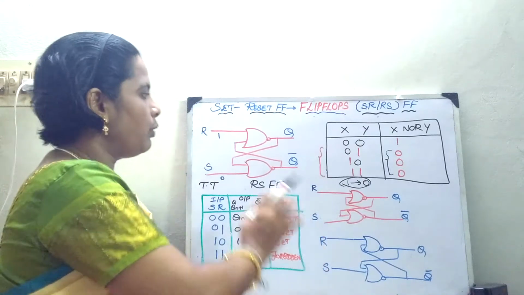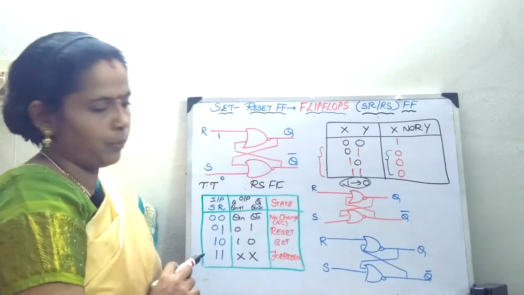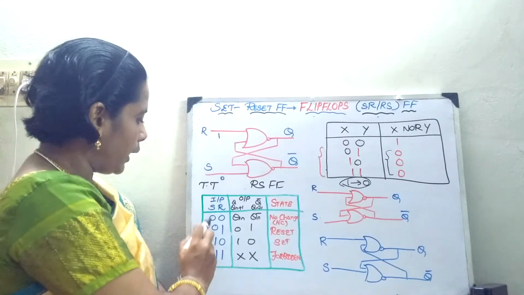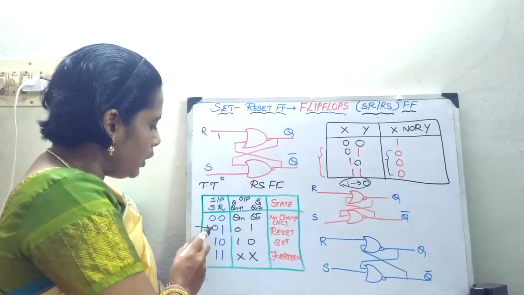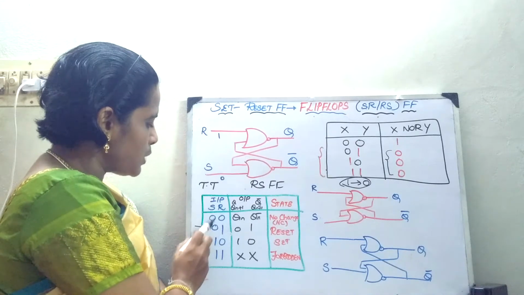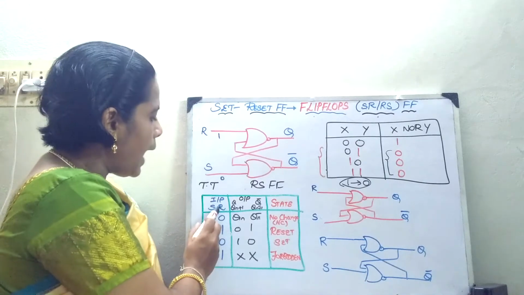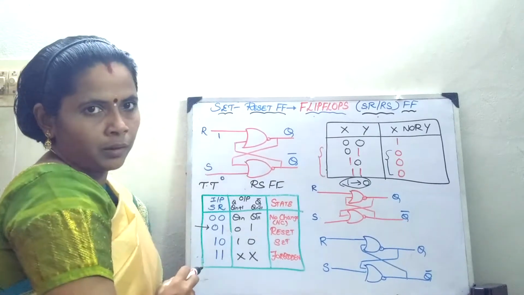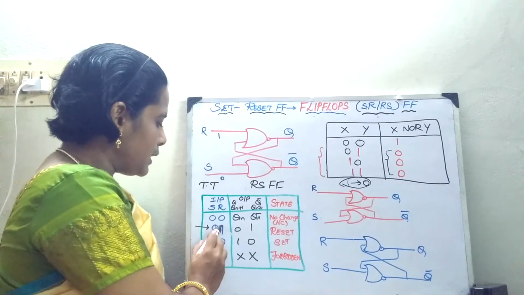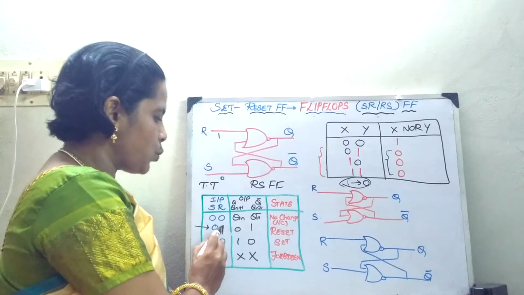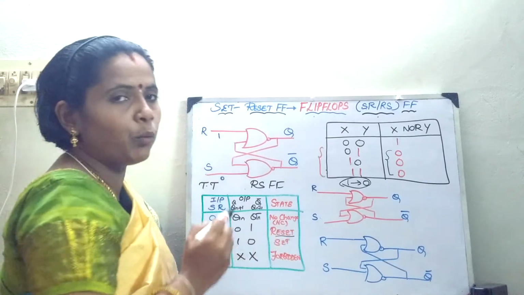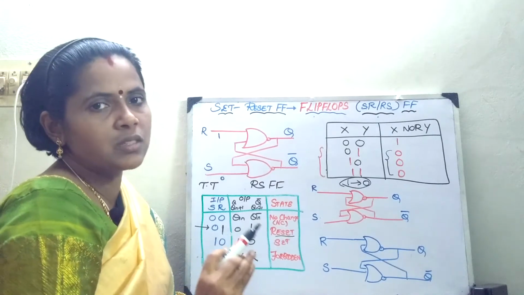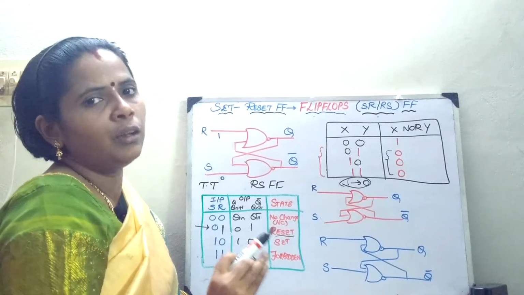Now we will move on to the operation. First we will start with the reset. I am going to reset my flip-flop, that is my set signal is 0 and I am going to give the R signal as 1. When I make my R as 1, it is called a reset. In that case, my output is going to be 0.